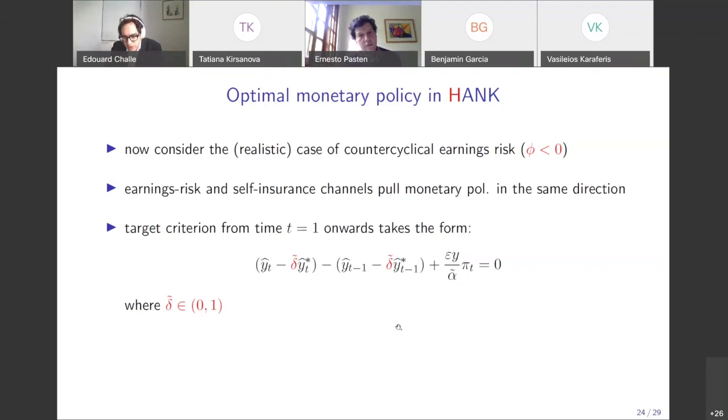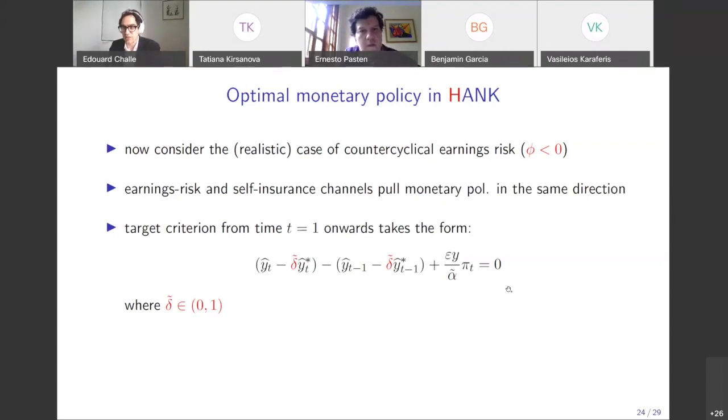This is captured by this modified targeting rule, which is saying that you respond less to changes in the efficient level of output. Delta is below 1. So for example, if you have a productivity-driven recession, instead of completely tracking the efficient level of output, you're going to do it less. Why is that? It's because tracking the efficient level of output would require, in the case of a negative technology shock, an increase in the real rate that would be too detrimental in terms of inequalities.